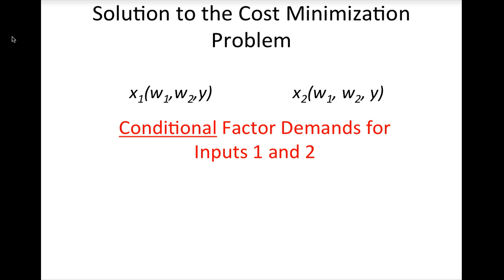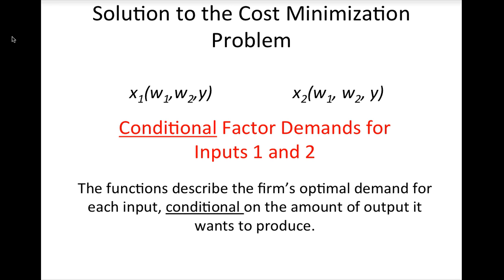The solution to the firm's cost minimization problem will describe the amount of each input that the firm should use as a function of the prices of the inputs and the level of output that the firm wants to produce. These functions are called the firm's conditional factor demands for inputs 1 and 2. They are called conditional factor demand functions because they describe the firm's demand for each input conditional on the amount of output it wants to produce.